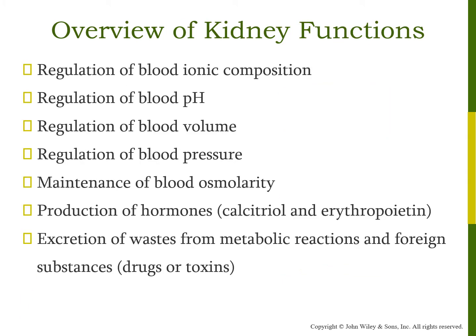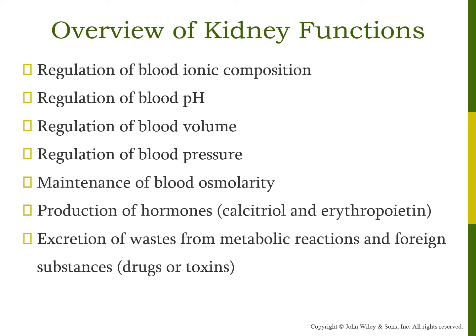The kidneys are the main organs of the urinary system and play several roles, as you can see from this overview. Many of them are related to maintaining the normal parameters for blood. The kidneys regulate blood ion concentration by keeping normal levels of several ions, including sodium, potassium, calcium, chloride, and phosphate.